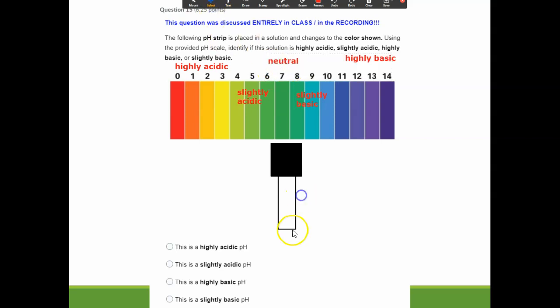Based on that, you should be able to determine the pH strip. Is it showing a highly acidic pH, slightly acidic, highly basic, or slightly basic pH? Pause the video, continue playing when you're ready.